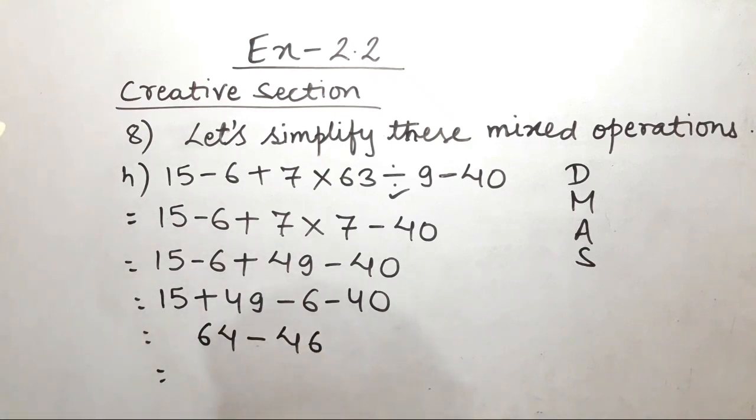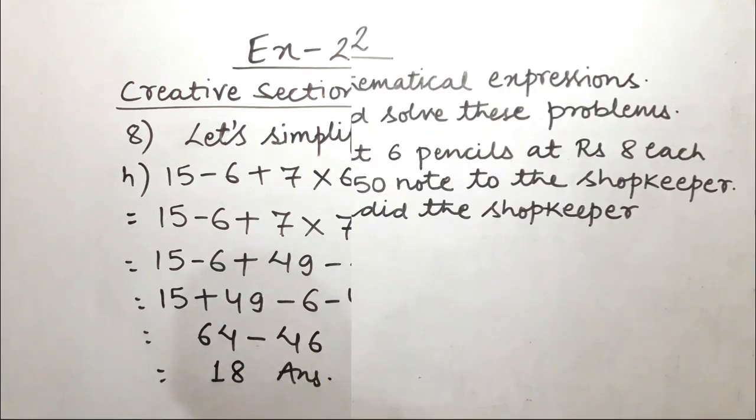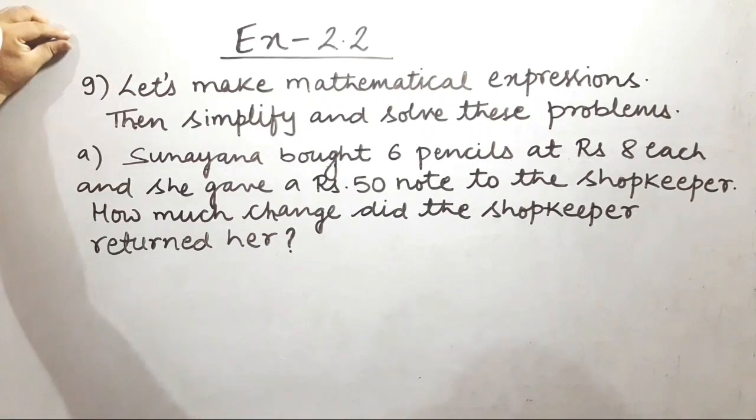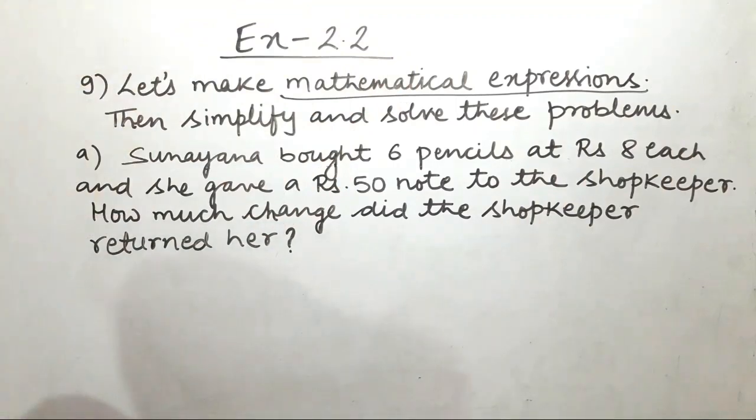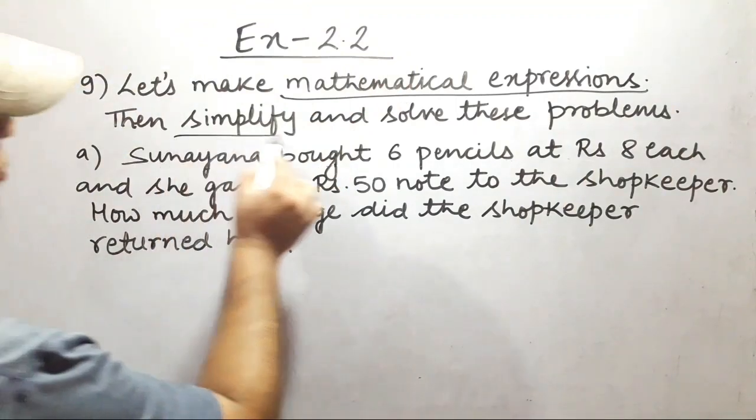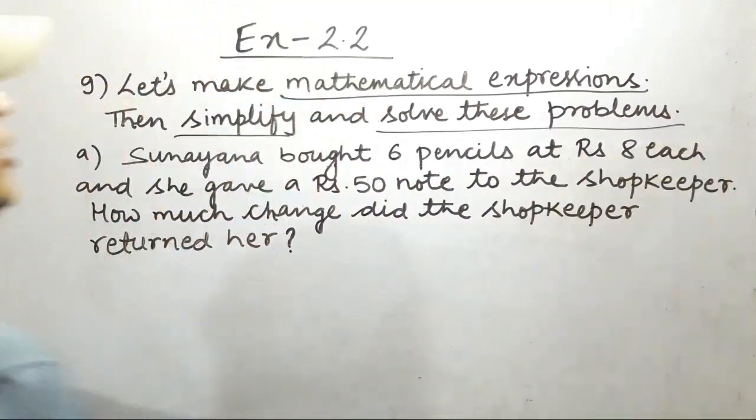64 minus 46, we get 18. This is our answer. Now question number 9. Here we are given the word problem, and from these word problems we have to make the mathematical expressions, like question number 7, by putting the symbol for mathematical operation, then we have to simplify and solve these problems.